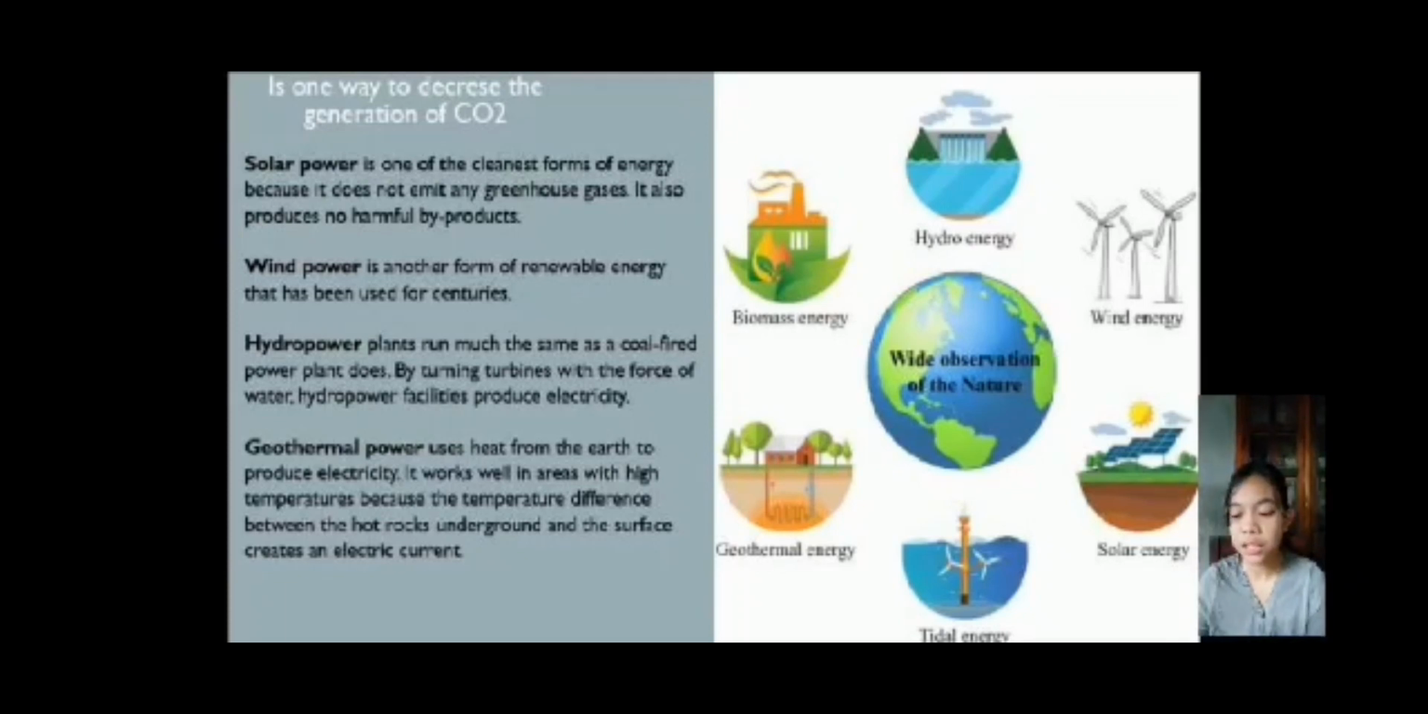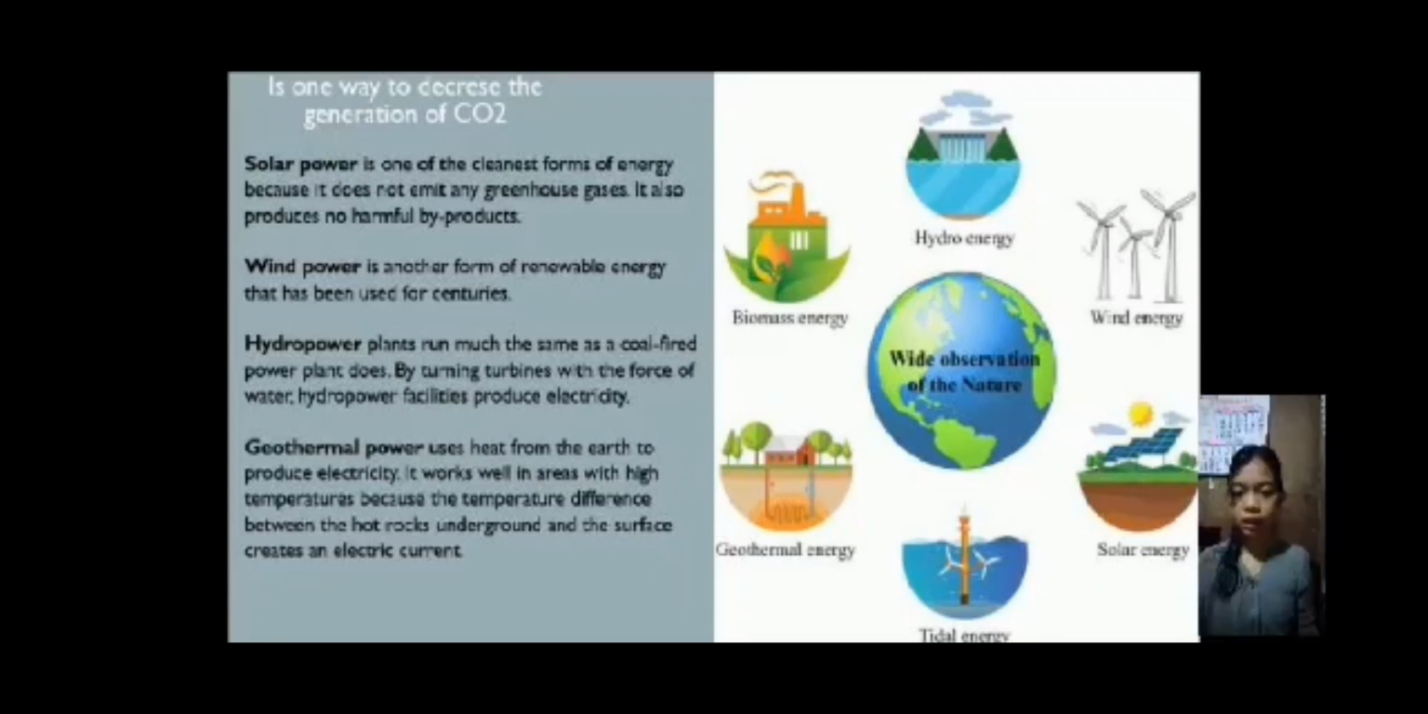Hydropower plants run much the same as coal-fired power plants do. By turning turbines with the force of water, hydropower facilities produce electricity. So, hydropower is a form of renewable energy that harnesses the power of water to generate electricity. This is achieved by using the energy of falling or flowing water to turn a turbine, which drives a generator to produce electricity.